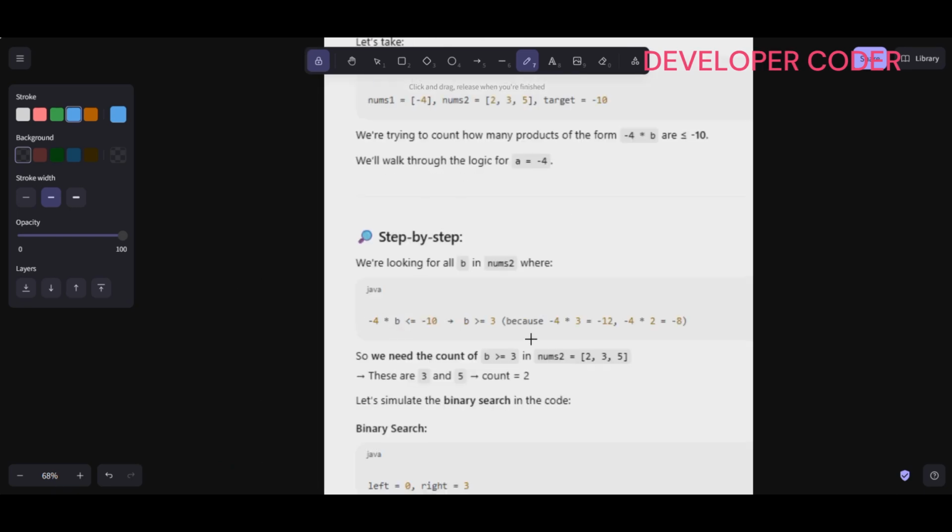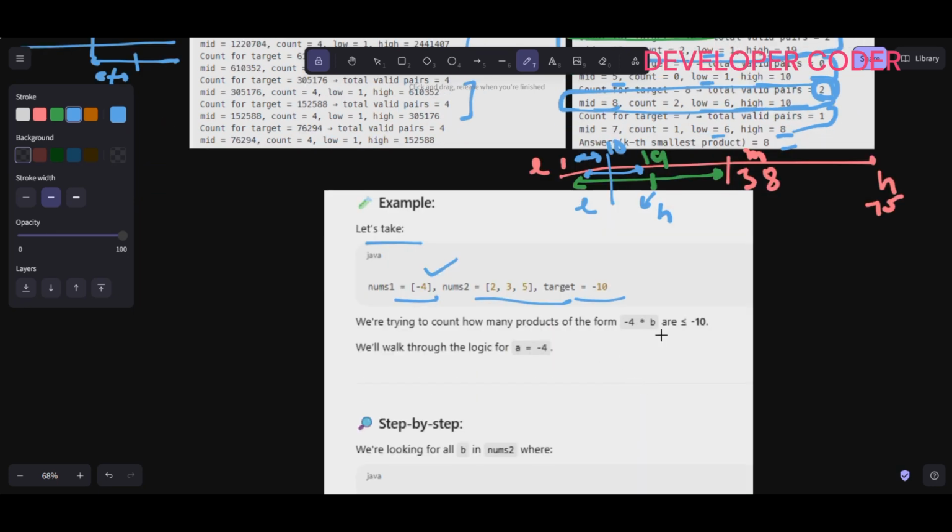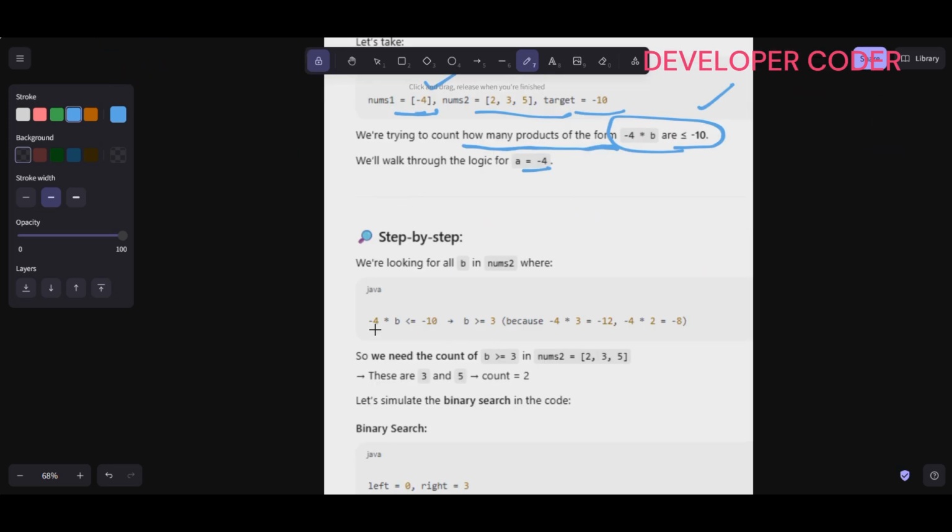Now if you see this case, where nums1 itself is negative, and here the target is -10. So now we are trying to count how many products of the form -4 into b are less than or equal to -10. This is what we are basically checking, right? So we walk through the logic for a equal to -4, so -4 into b.